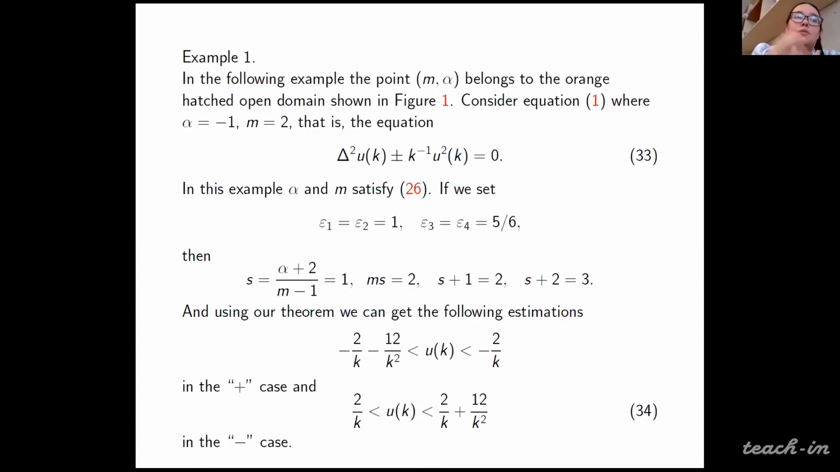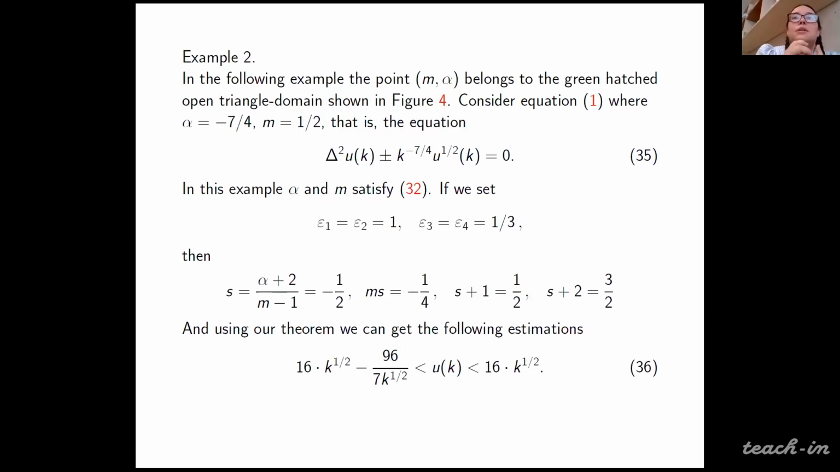If we transform the results of our theorem into a more accurate form, we get that the function u, the solution of our Emden-Fowler type equation, will lie between these two functions. And here we provide a different case for when in the equation there is plus, and for when in the equation there is minus. So we can obtain some asymptotic form of our solution u in this case.